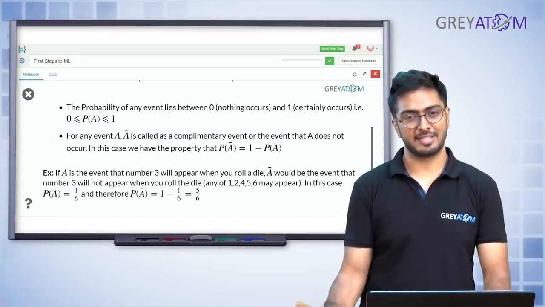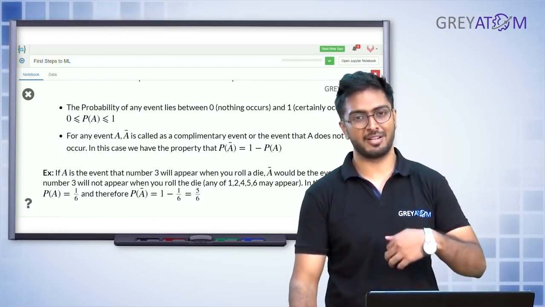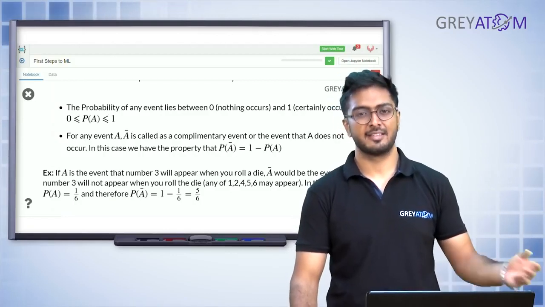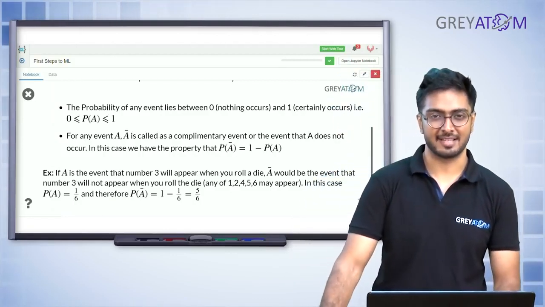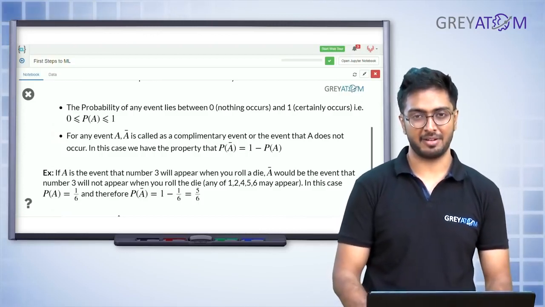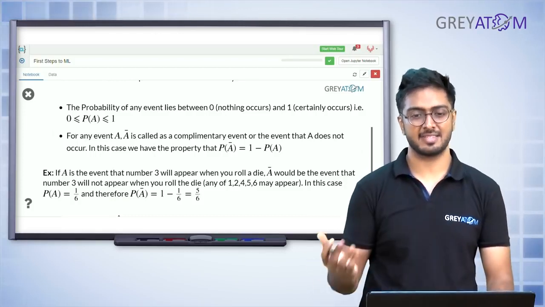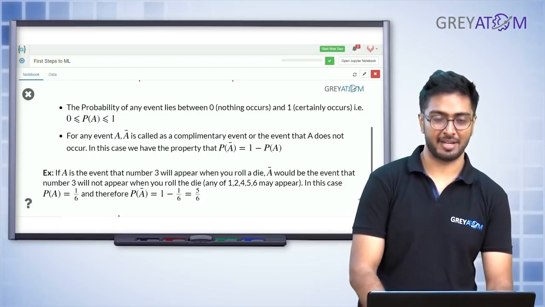So that's fairly easy to understand, and obviously you can understand if the probability of A is X, then the probability of A dash is 1 minus X, right? So it's just the opposite of it. So that's why it's called a complementary event, right? So A happens, the probability of it is X, A dash, the probability of the same is 1 minus X.